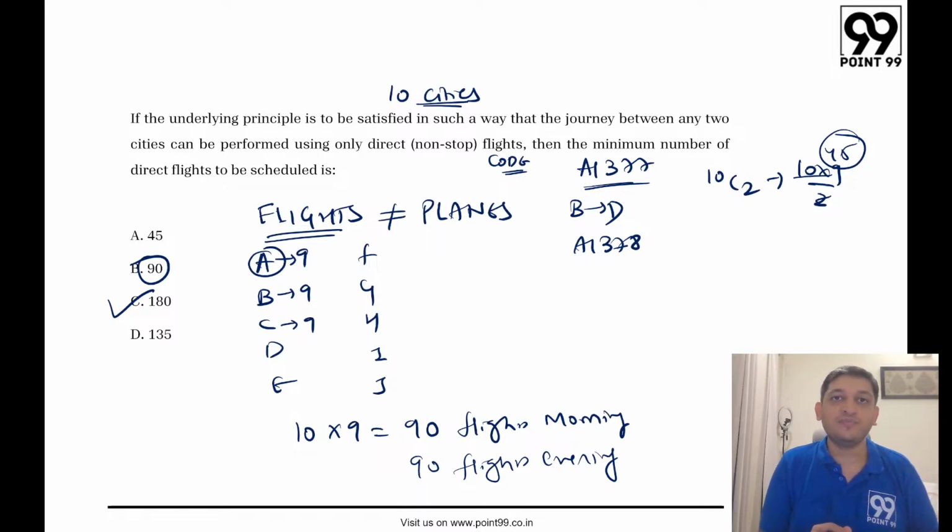So 45 into 4. You can also say that if we are looking at ordered pairs, the first city can be chosen in 10 ways, and the second city can be chosen in 9 ways. So I will have 10 into 9, that is 90 flights in the morning, 90 in the evening. So it's exactly PNC, just that I have not used the formula. That is the only difference.